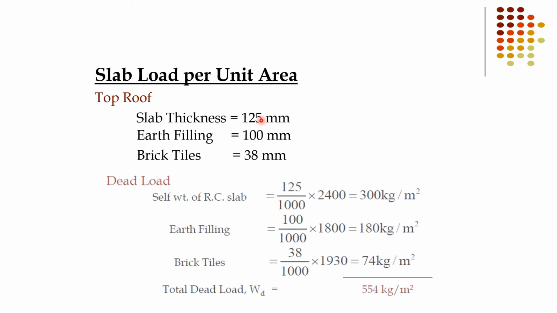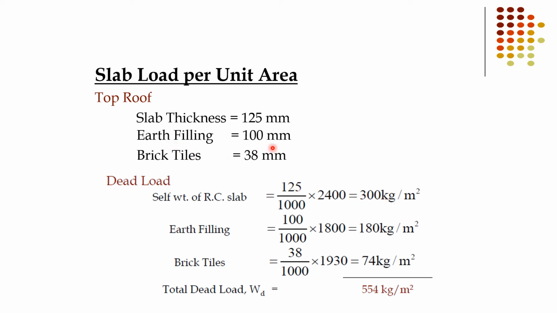Okay, here the dead load, self weight of RC slab, is 125 millimeter divided by 1000 to convert it to meter, multiplied by slab density. Reinforced concrete density is 2400, and the answer will be 300 kg per meter square.